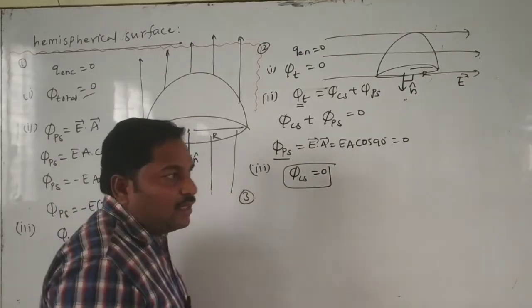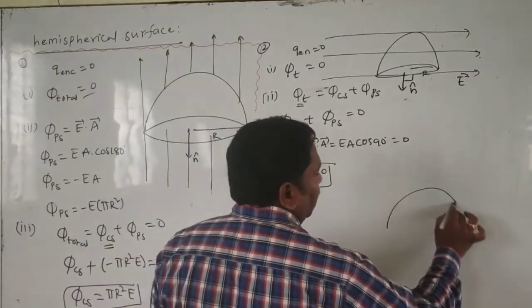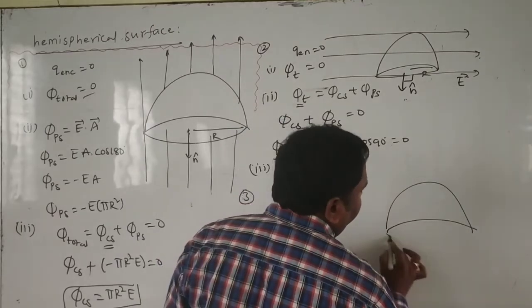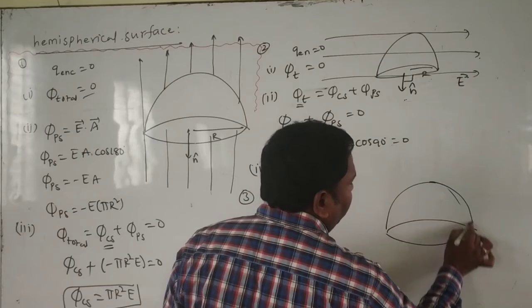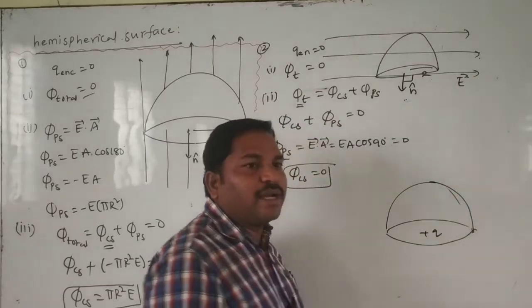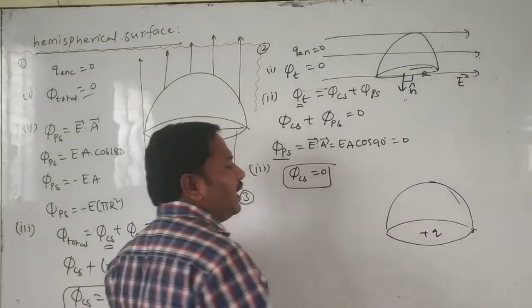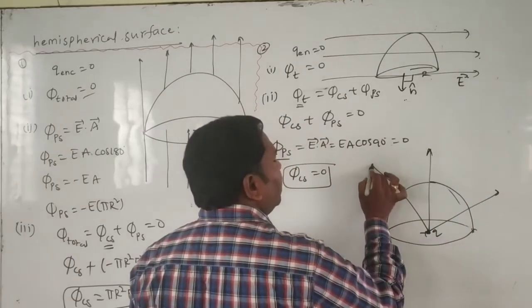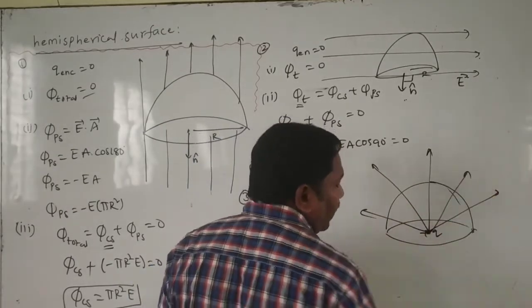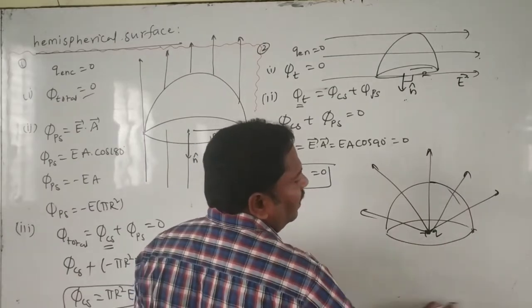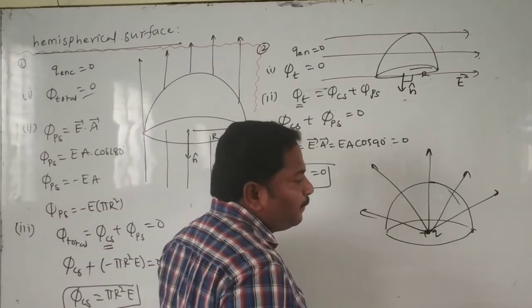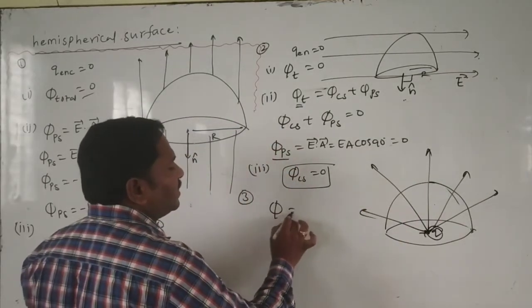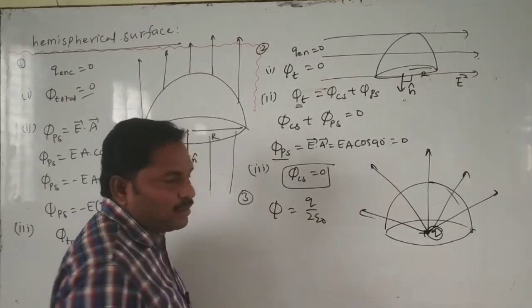Number third. Suppose this is the hemispherical surface, and there is a charge at this point. What is the flux linked to the hemisphere? All the lines cross the surface normal to the surface like this, and we can imagine one more half hemisphere drawn, so it is sharing only half of the surface. So the flux phi is equal to Q by 2 epsilon naught.